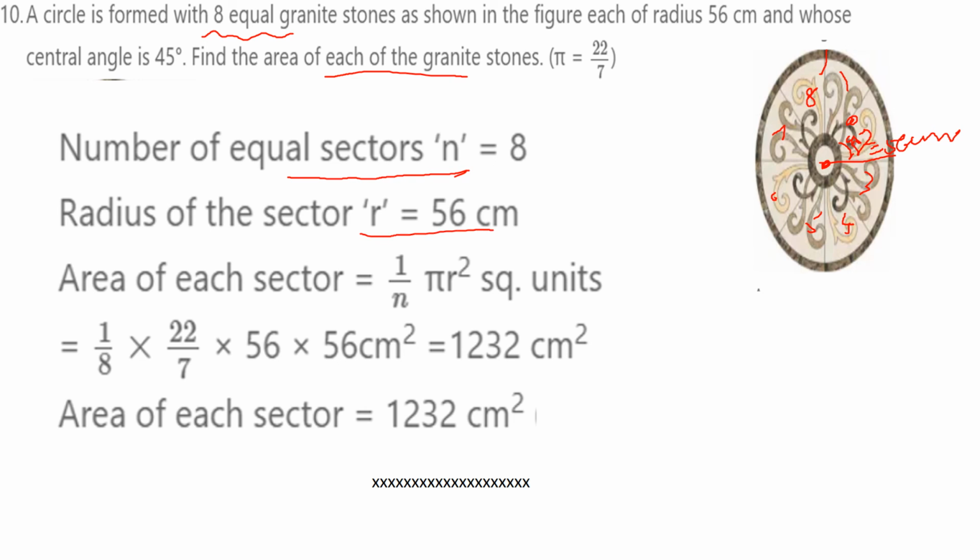So area of each sector is 1 by n into pi r squared square units. So here number of equal sectors is 8. So you substitute 1 by 8 into 22 by 7 into 56 into 56. Cancel it. 1 8 is 8, 7 8s are 56. 1 7 is 7, 1 7 is 7. So multiply 22 into 56.